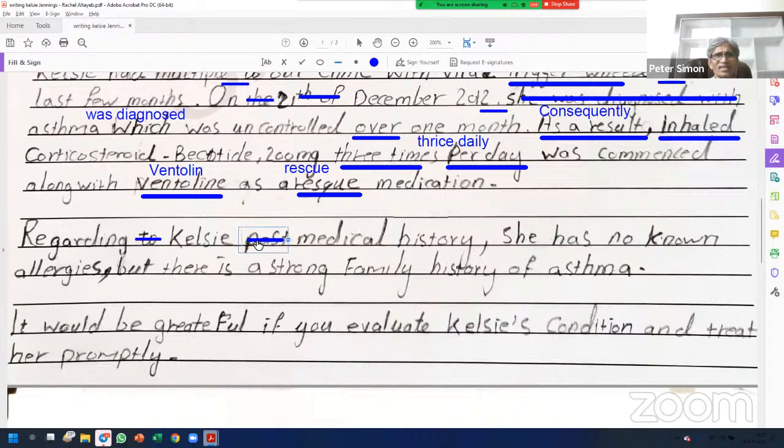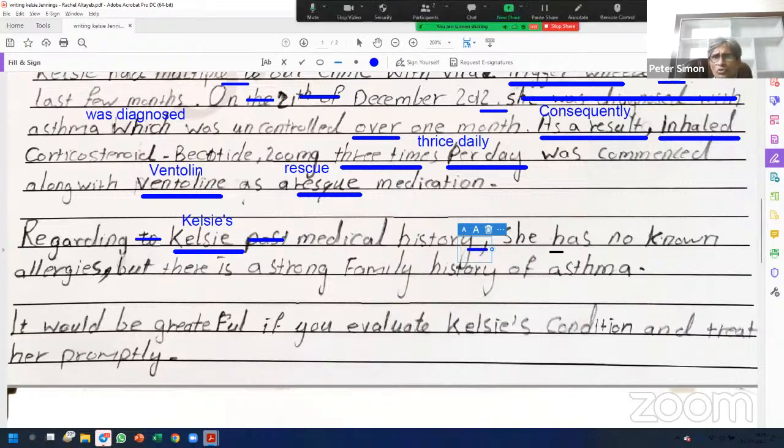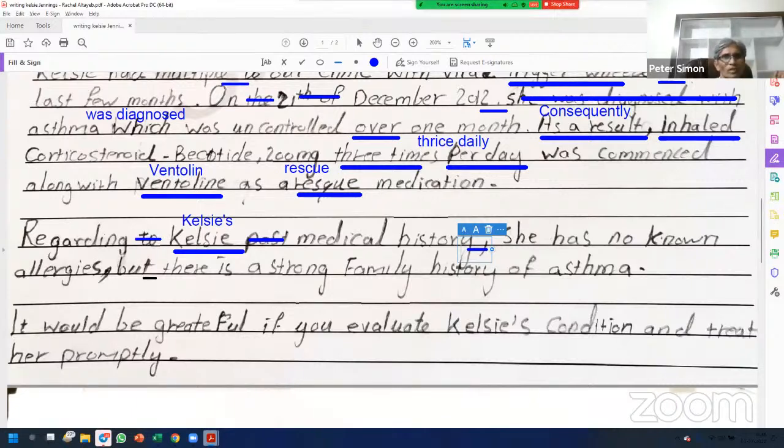So regarding Kelsey's apostrophe S, this is also a mistake. Kelsey's apostrophe S. That is the problem there. Regarding Kelsey's medical history, comma, no space before the comma. Next time I want all these things to be improved. Okay, a lot of improvement is there. Yesterday I taught you 1.5 hours or even 2 hours, but today it came to 1 hour and 45 minutes. That's very fine. Okay, so she has no known allergies, but there is a strong family history of asthma.